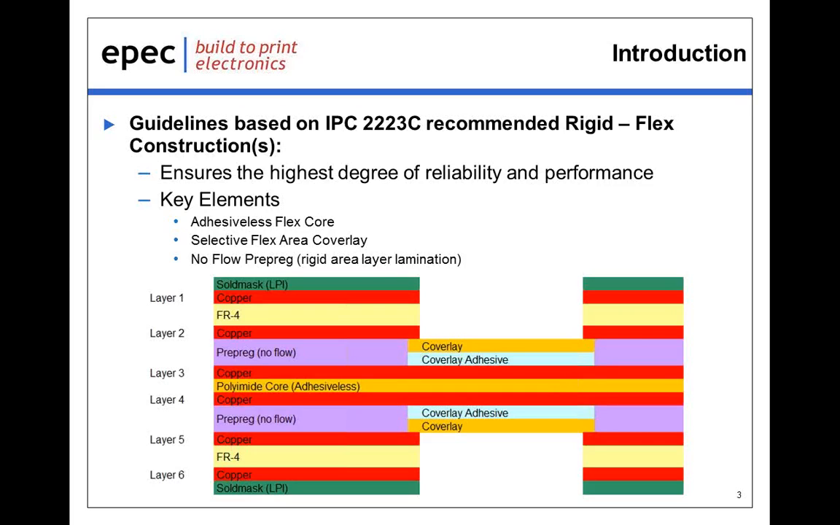And from the image that you see below, a few of the key elements are first, the use of an adhesiveless flex core. Secondly, a selective flex area coverlay design where the coverlays exist only on the flex areas and do not extend within the rigid areas. And then the use of a no-flow prepreg to achieve your layer lamination within the respective rigid areas.